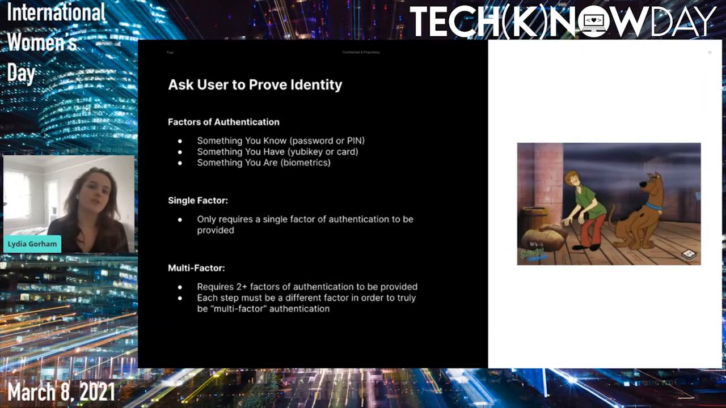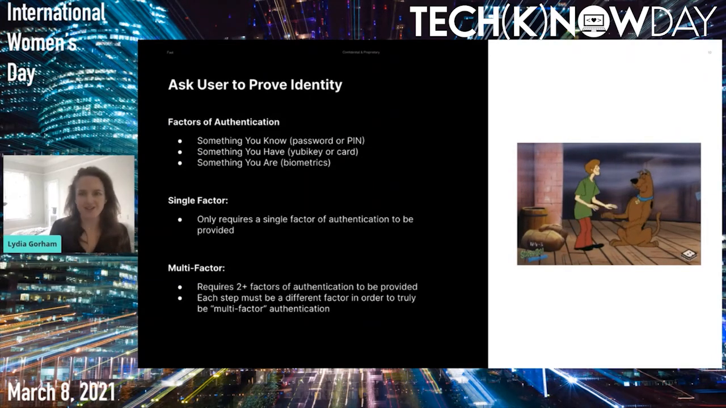Multi-factor requires using 2 or more factors of authentication, with the premise being that this is more secure, as it makes it far more difficult for a malicious actor to fake your identity. You need to both have access to something you know and something that you've said that you have, like a YubiKey or your phone.